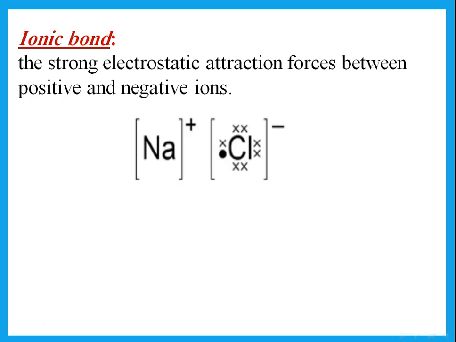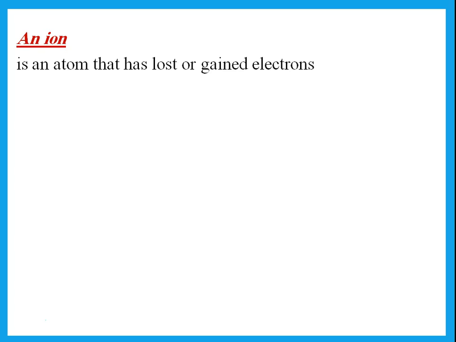So if the exam says what is meant by an ionic bond, the answer is the strong electrostatic attraction force between positive and negative ions. When the atom loses or gains electrons, it becomes an ion. So an ion is actually an atom that has lost or gained electrons. And remember, the atom contains protons, neutrons, and electrons. It will always lose or gain only electrons. We don't lose or gain protons or neutrons.